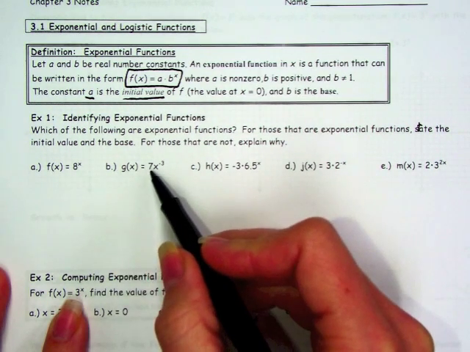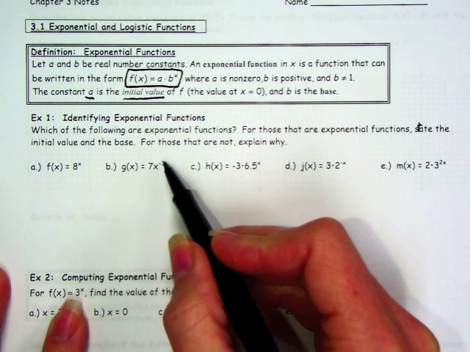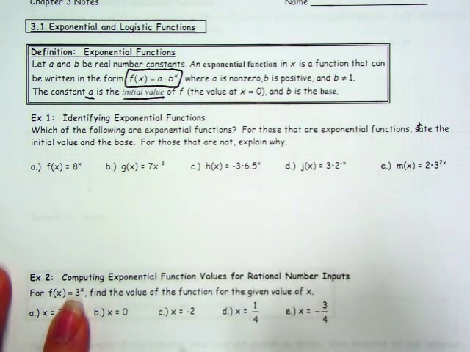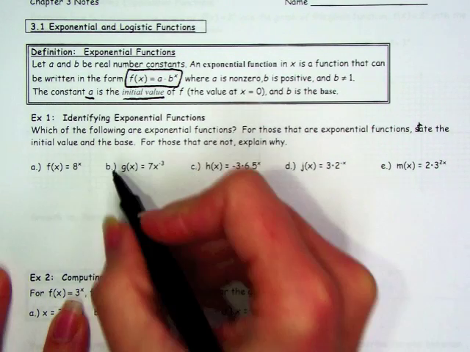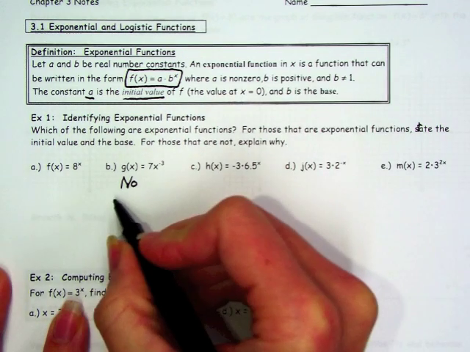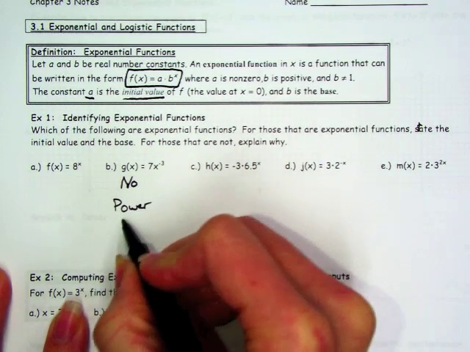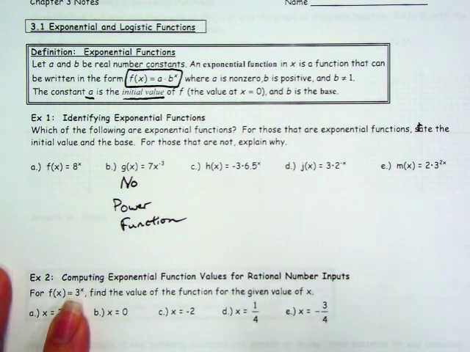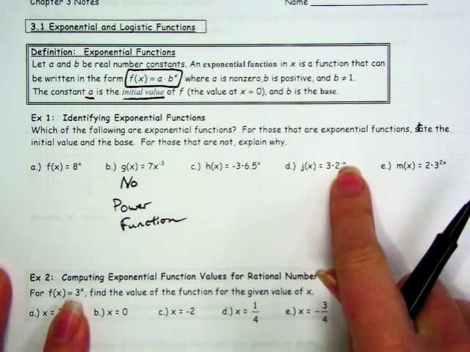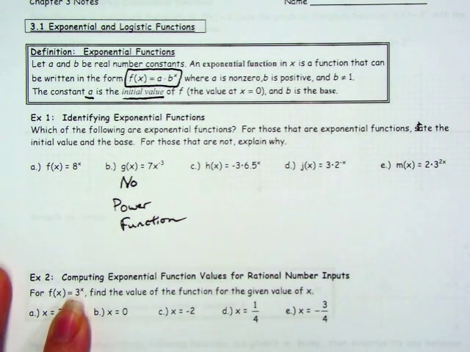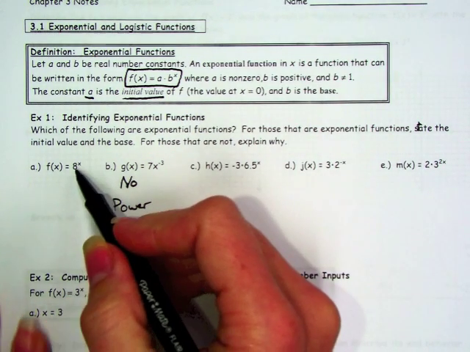Looking at b, we have x to a power. That's our power function. That is not our exponential function because x is not in the exponent. So this is not an exponential function. In fact, it's a power function. If we check all the rest of them, we have x in the exponent, and that's really the key piece that you need to have an exponential function. So the only one that is not an exponential is b.